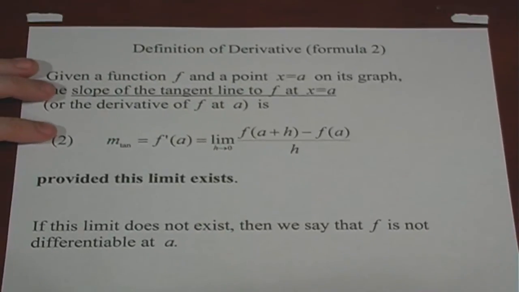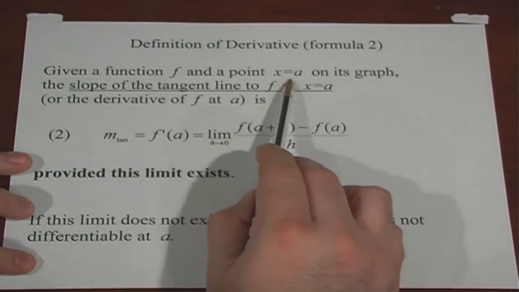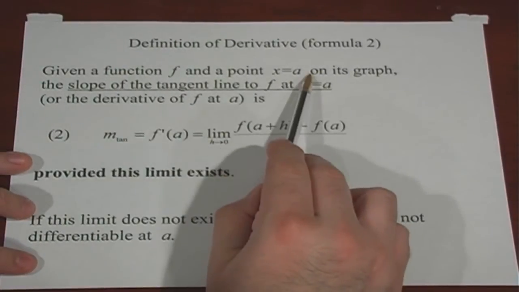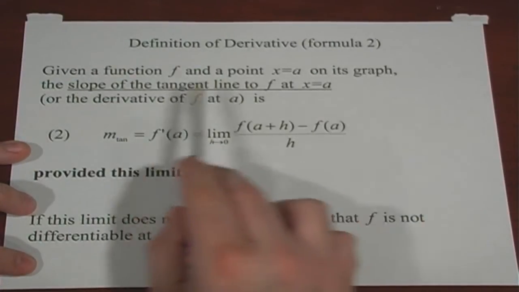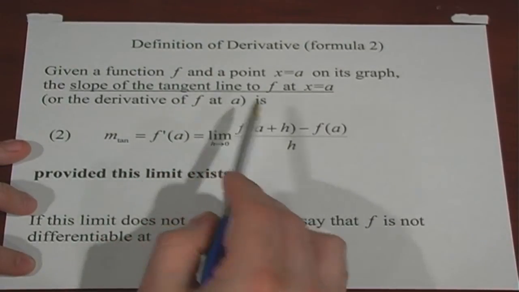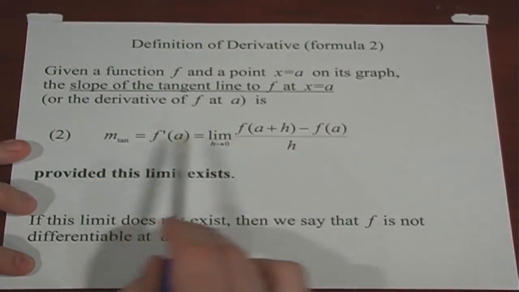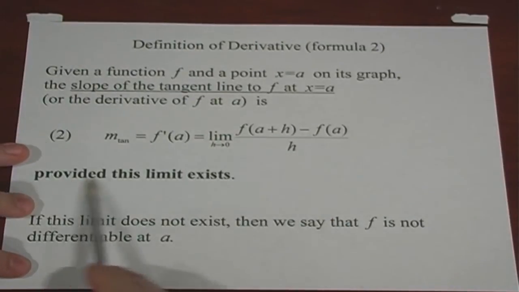Okay, so let me go ahead and give you the definition of derivative again. It's the same thing I said before, I'm just going to write a different formula here. So once again, what are we going to be given? We're going to be given a function and a point on its graph. And then I'm defining the slope of the tangent line to the function at that point, which is also called the derivative of the function at that point. It's this limit: the slope of the tangent line is the limit as h goes to 0 of f of a plus h minus f of a over h, as long as this limit exists.